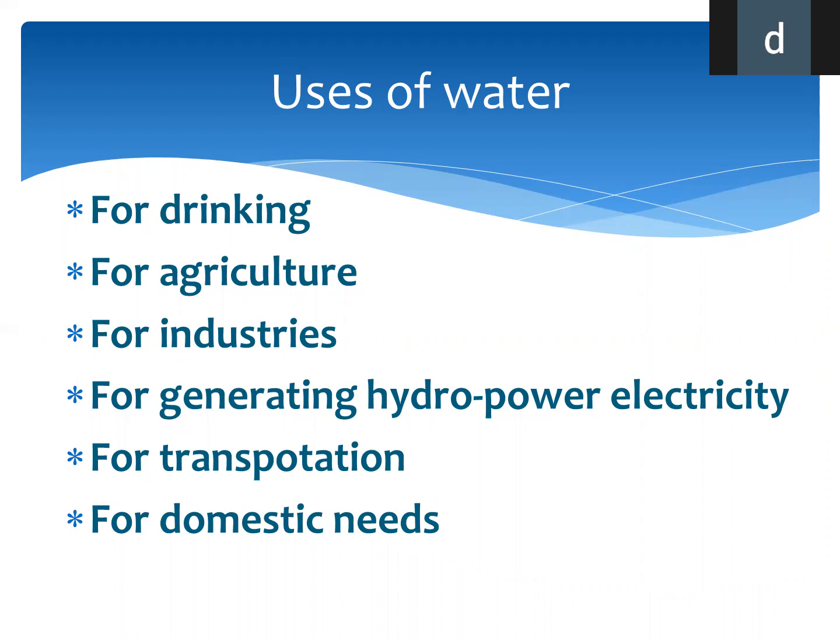Uses of water. We use water for drinking. For drinking, it's very clear. We use water for agriculture. Paddy cultivation, vegetable cultivation, the other cultivations in the world, wheat cultivation, oat cultivation. In any agricultural activity, we use water.